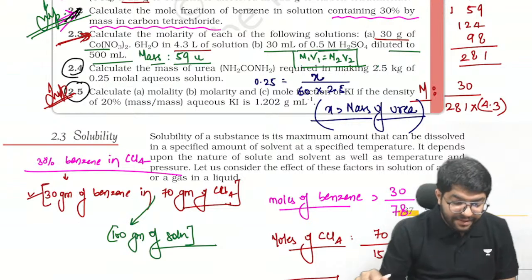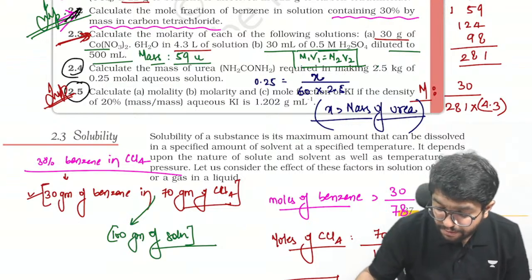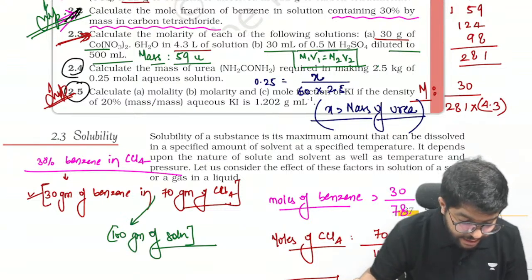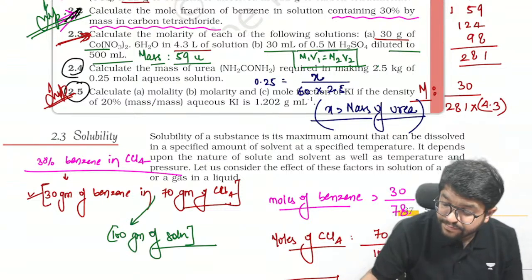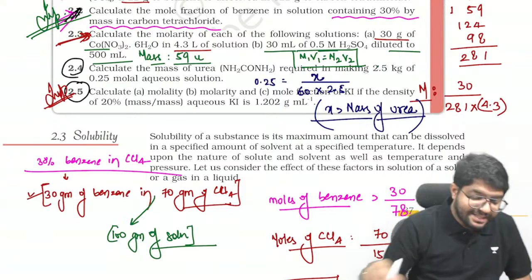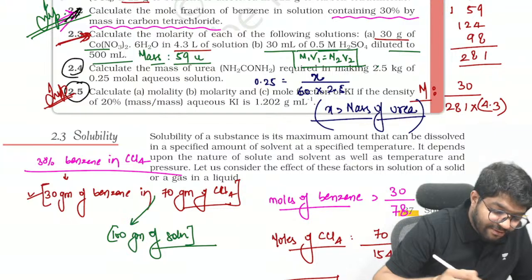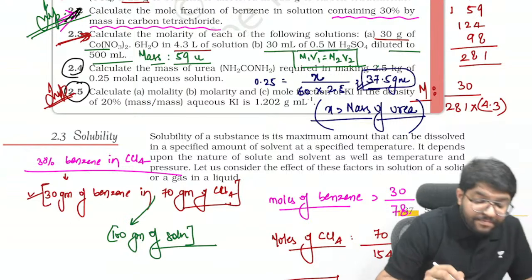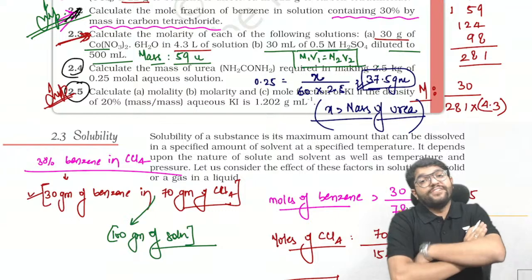So what is the answer that we get quickly? It's gonna be 0.25. Let us calculate the answer also parallelly. Into 60 into 2.5. 37.5 is the answer. 37.5 grams.